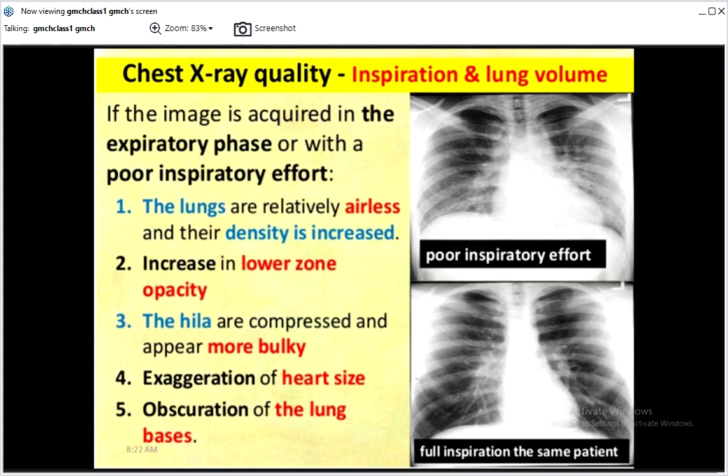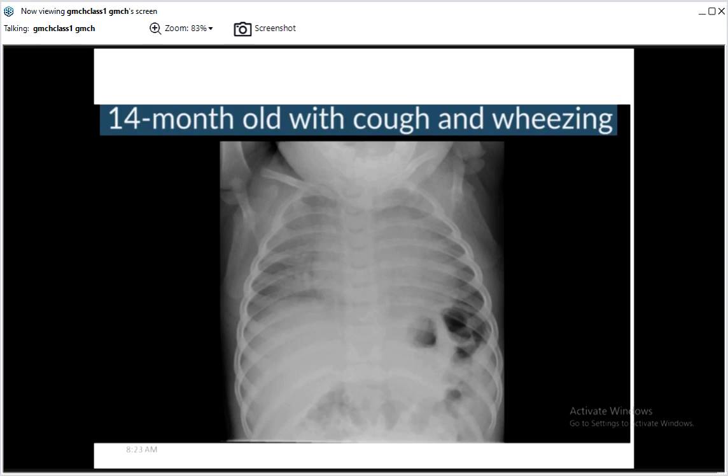So what is the point of this expansion? If the image is acquired in the expiratory phase or with a poor inspiratory effort, the lungs are relatively airless and their density is increased. There is usually an increase in the lower zone opacities. Hila become more prominent and bulky. There is usually exaggeration of the heart size, and there is obscuration of the bases of the lungs. So all these are the drawbacks if the film is not taken in full inspiration.